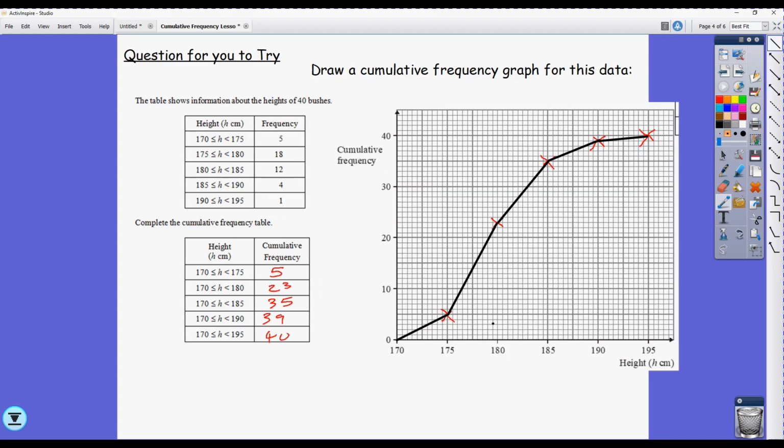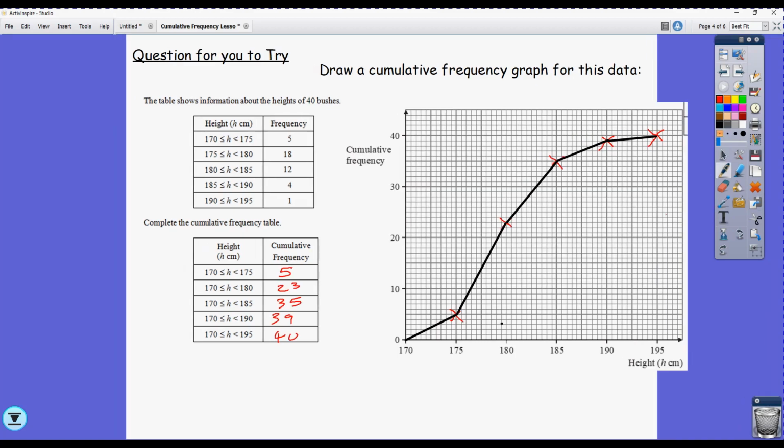So pause the video now, have a go, and then when you resume, we'll go through it. I've had a go. Here are the answers. These should be your results for cumulative frequency, just by doing the running total. So we start with 5, and then 5 plus 18 is 23. 12 plus 23, 35. 4 plus 35, 39. 1 plus 39, 40. And you can see that there were 40 bushes, so the total frequency should be 40. So that is a sensible result.